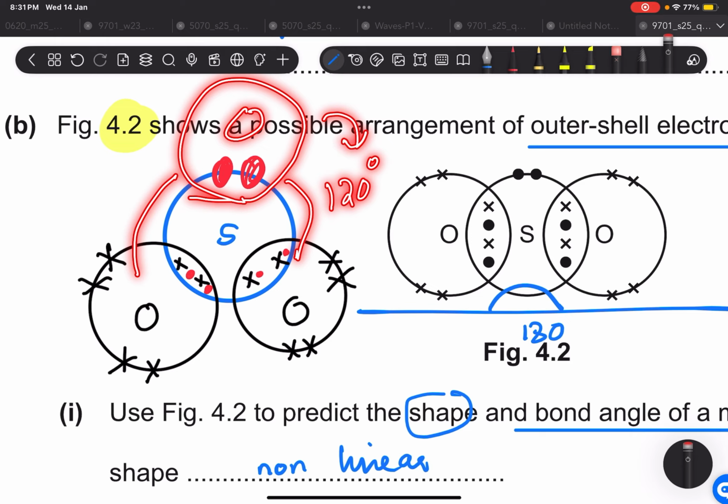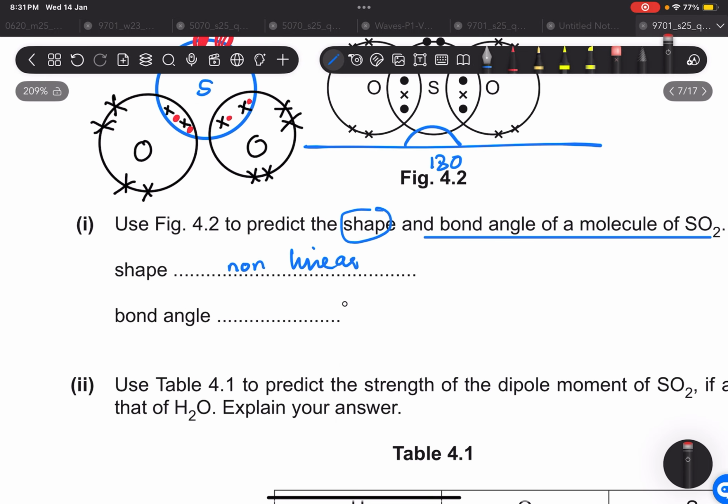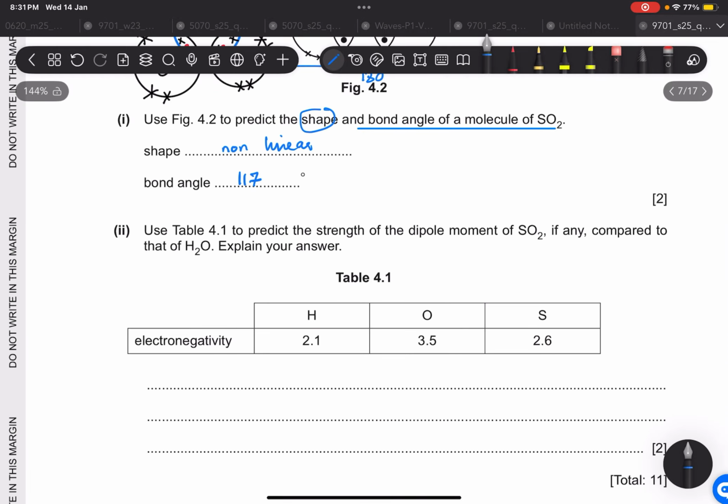Bond pair नहीं है, एक lone pair है, तो angle is going to be less than 120. एक lone pair से almost 2.5 degrees कम हो जाता है, almost. तो आप इसको लिख सकते हैं 118 लिख दें या 117 लिख दें. I'm going to write 117 degrees. So done.